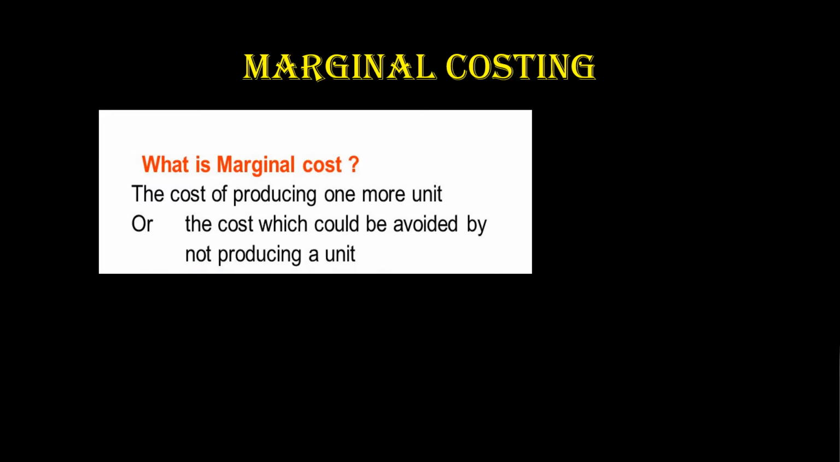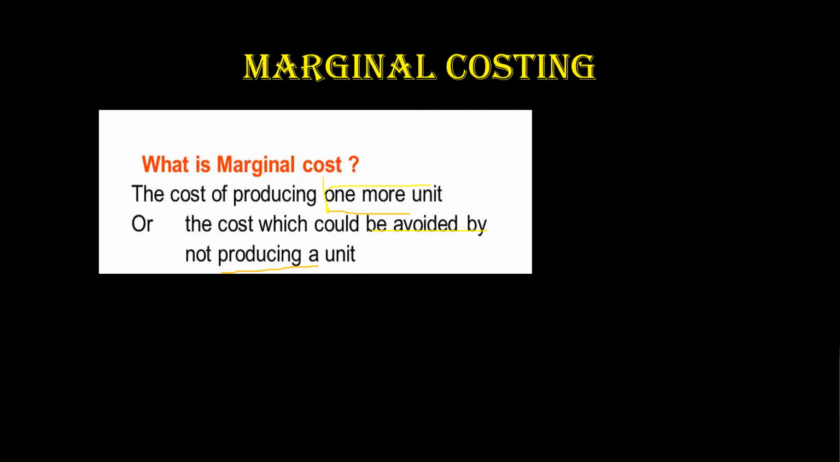Before getting into the formulas, a short introduction about what is marginal cost. The cost of producing one more additional unit, or the cost which could be avoided by not producing a unit, is called marginal cost. So here there are 2 points. One is the cost of producing one more additional unit, and second, the cost that could be avoided by not producing a unit. So here is an example.